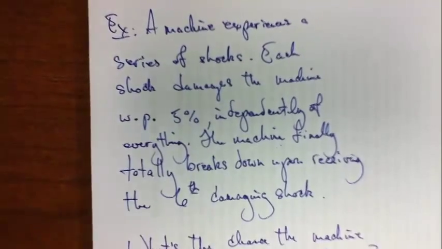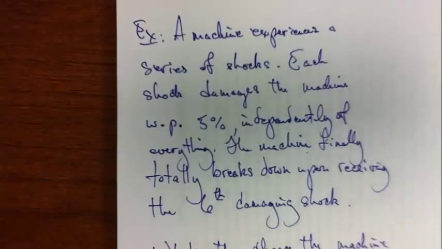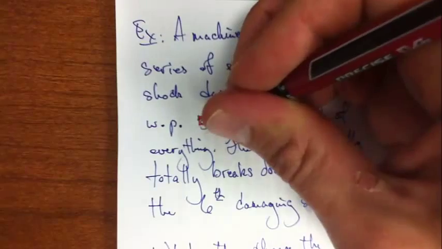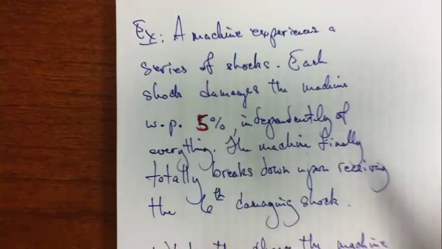Here's a good example. A machine experiences a sequence or a series of shocks. Each shock damages the machine with probability 5%. So not all the shocks are totally detrimental. Some of them the machine weathers just fine, but some of them actually inflict damage, and 5% of those are the bad shocks, independently of everything.